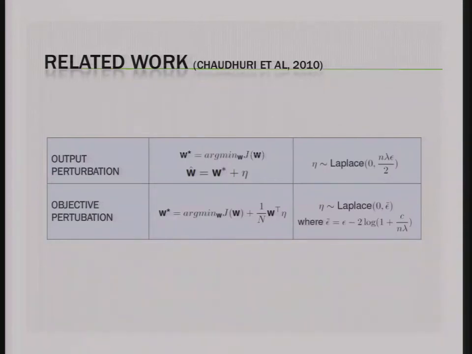There is one more method which was recently proposed by Chaudhuri et al. in the JMLR paper. It's called objective perturbation, wherein instead of perturbing the output of the algorithm, you perturb the objective that the algorithm minimizes itself. So in this case, what you actually get is a minimizer of a perturbed objective. If you see, there is a 1 by n w transpose eta term in the objective, but this eta is now chosen in a certain way from some Laplace distribution with certain parameters.